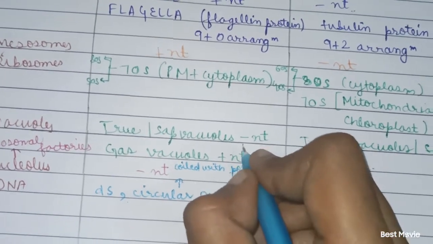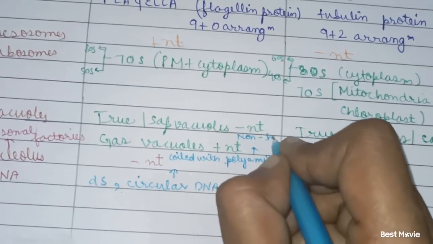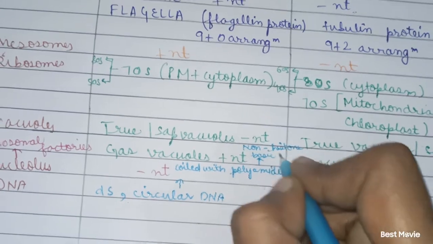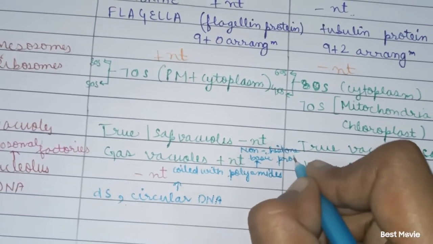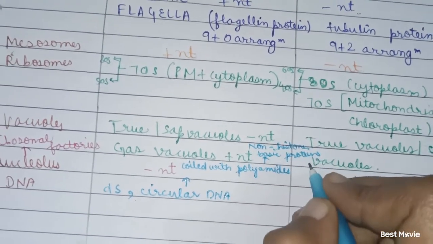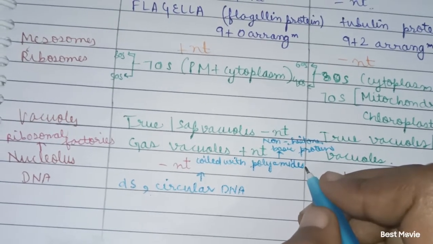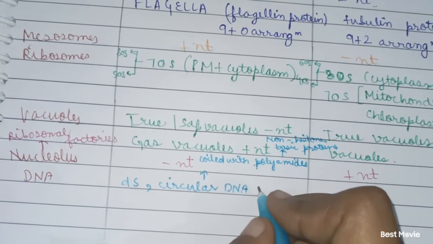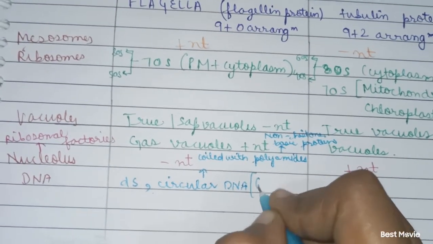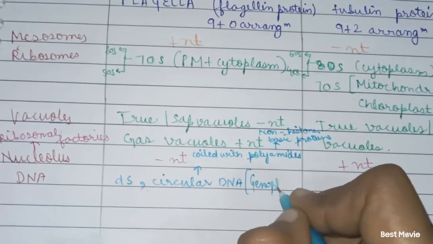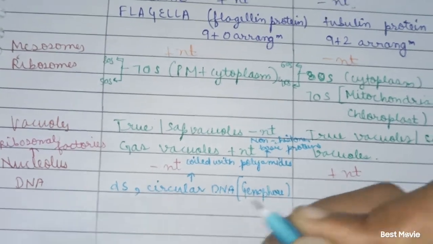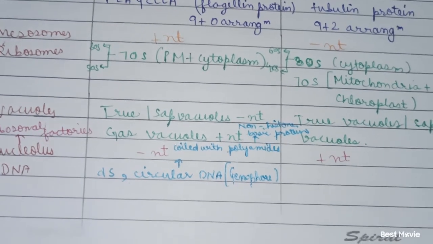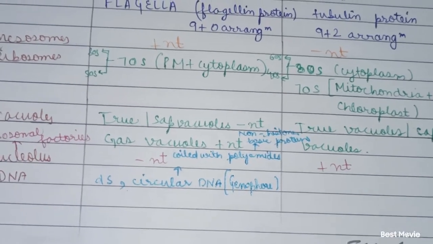Polyamides are non-histone basic proteins. Then we have circular DNA, which is called genophore. It is also called prochromosome, as we studied in the topic of prokaryotes.